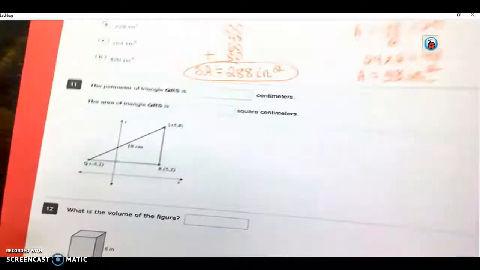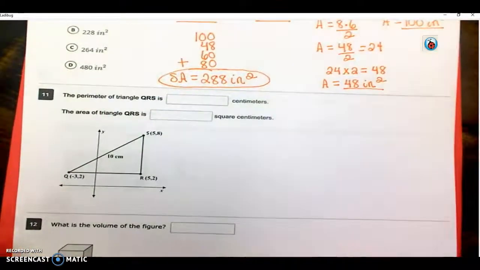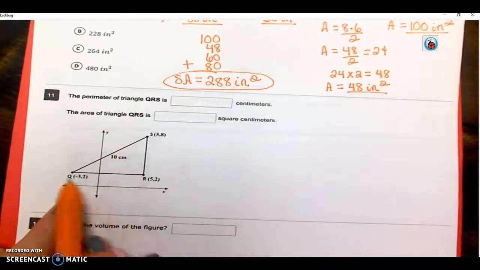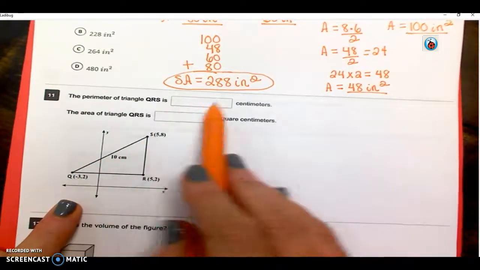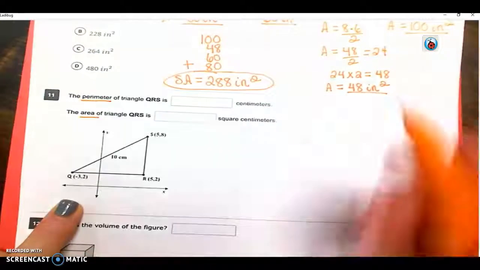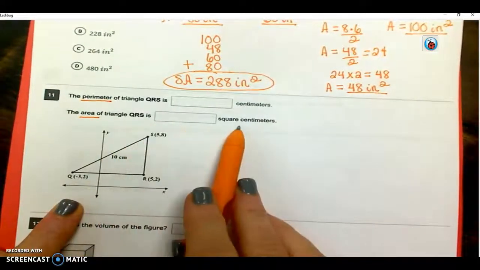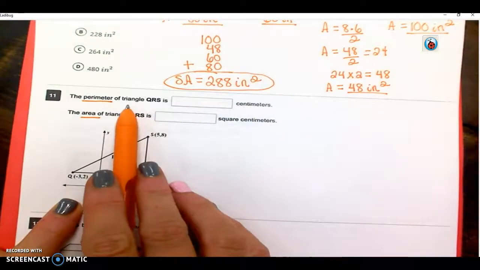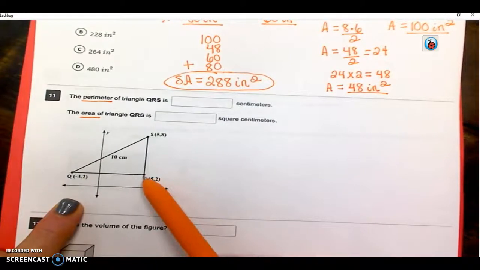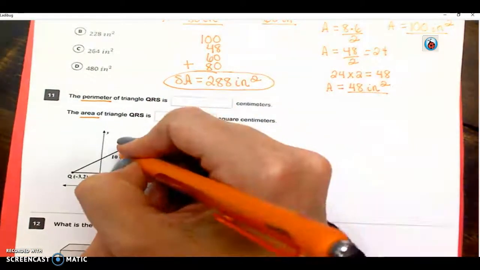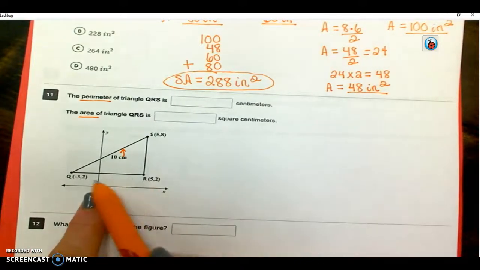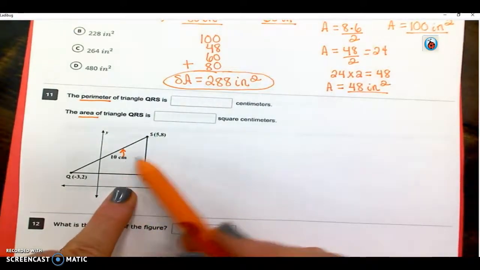All right, let's move on to number 11. The perimeter of triangle QRS is blank centimeters. So we want perimeter. The area of triangle QRS is blank square centimeters. All right, in order for us to find the perimeter, we're going to need to know the measurement of each side length of our triangle. We can see that this side length here is 10 centimeters. And that is the only side length they give us.